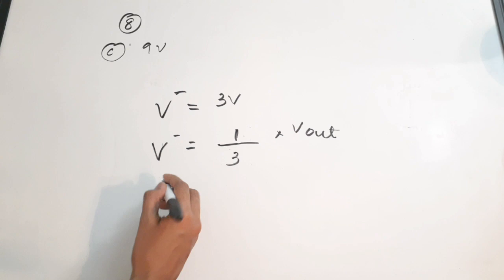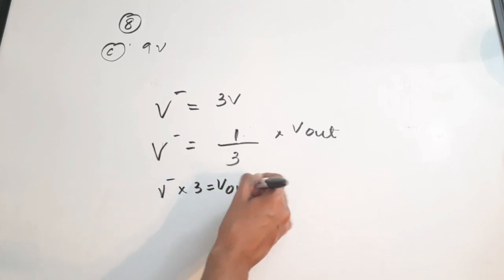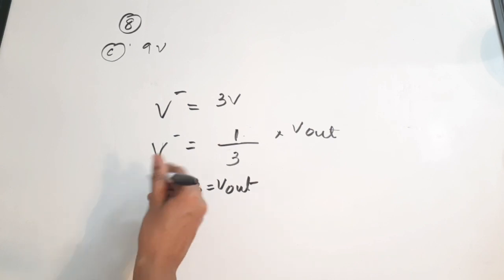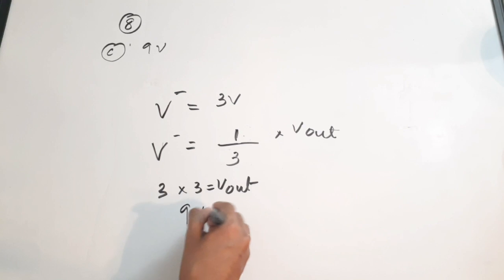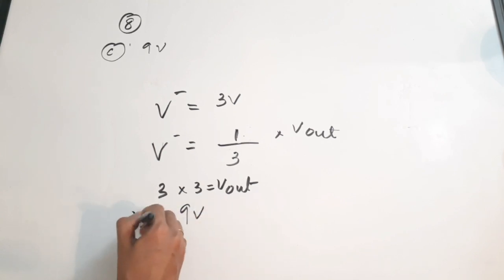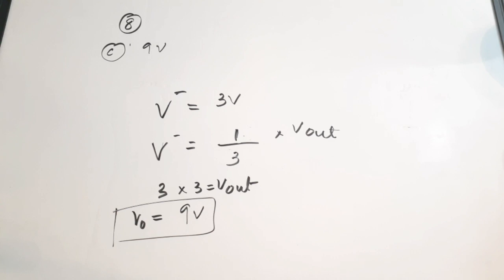So just cross multiply. V minus into 3 is equal to V out. V minus is already known due to the virtual ground concept. So 3 into 3, 9 volt is the correct answer. I have already written the answer here. The correct answer is V out, or V0, is equal to 9 volt. Correct answer is option C, which is 9 volt.